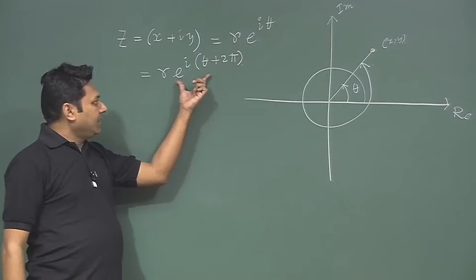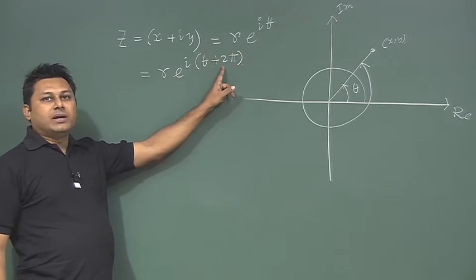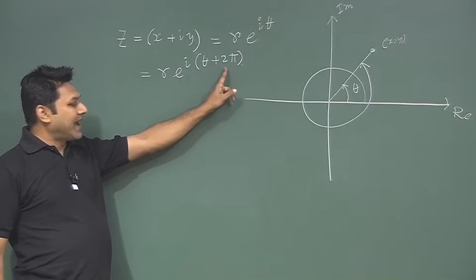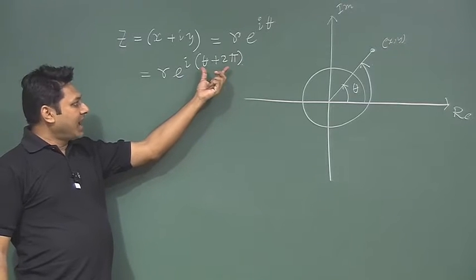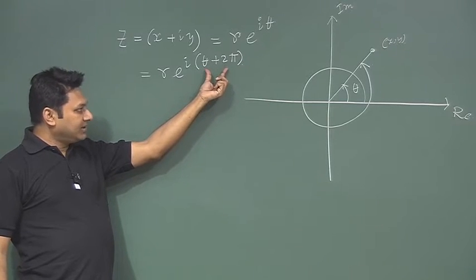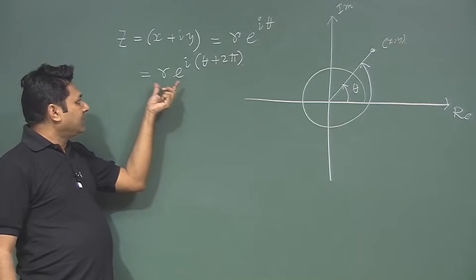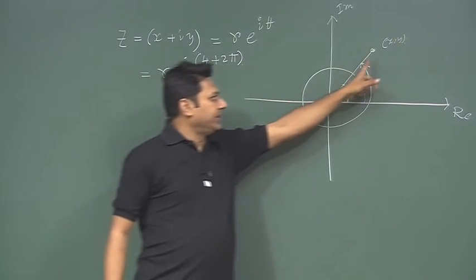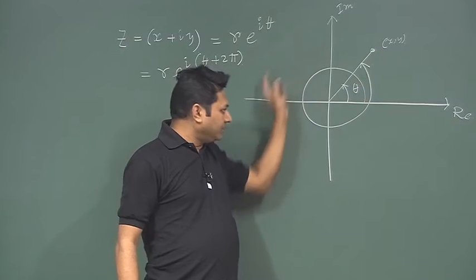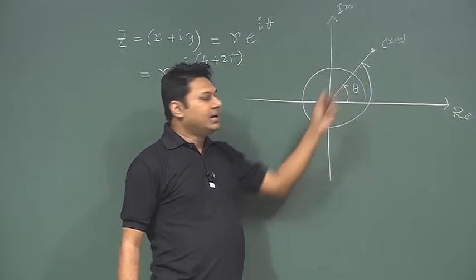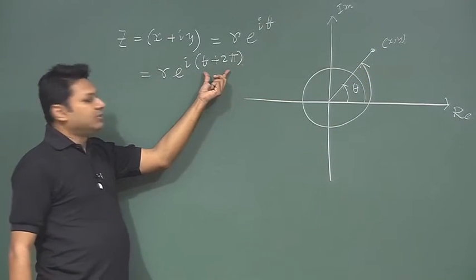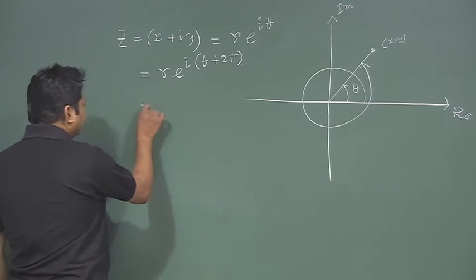If I add 2 pi to my initial theta, then I will have an angle which is 2 pi plus theta, but this will represent the same point here. The angle theta is just added to 2 pi and it will represent this point. Why is it representing the same point?